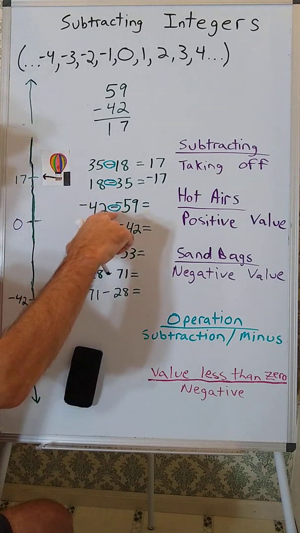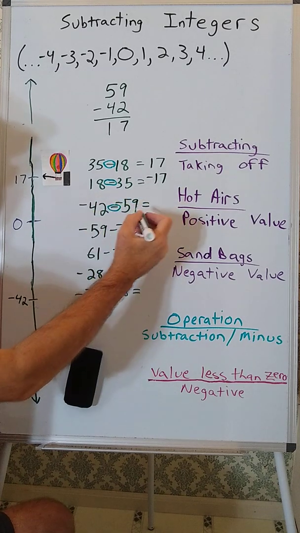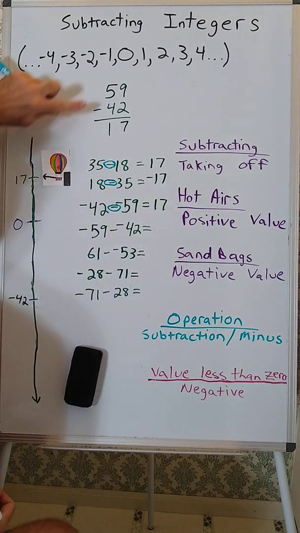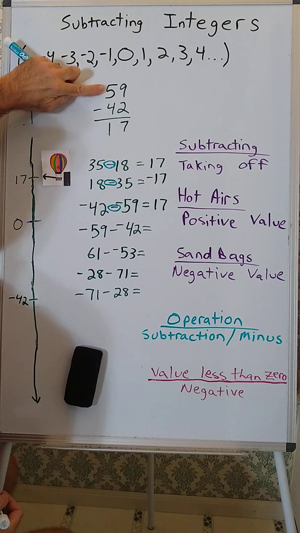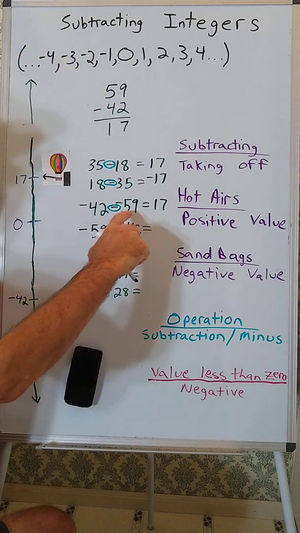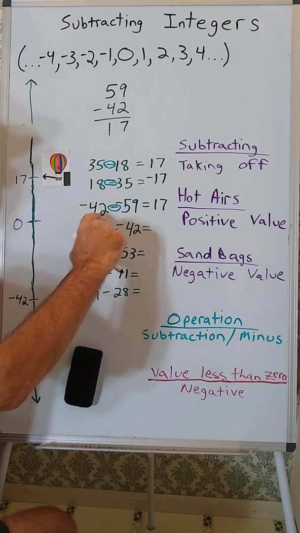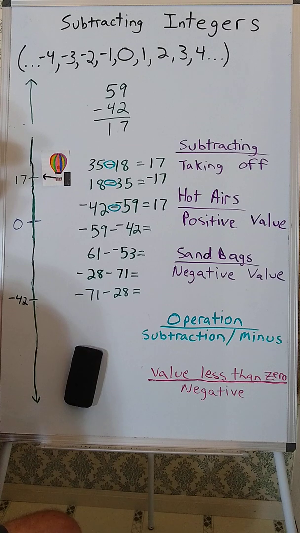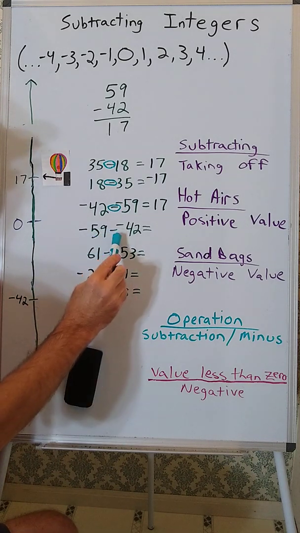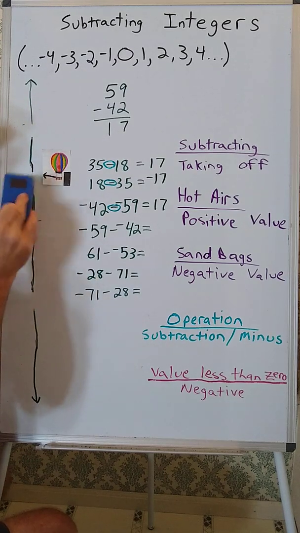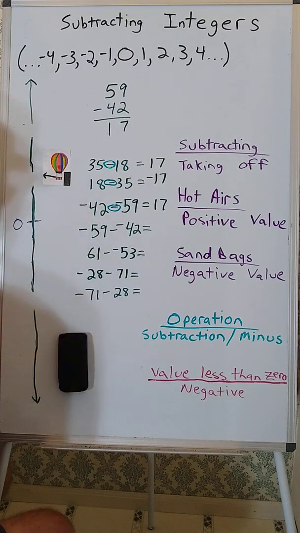So negative 42 minus negative 59 is 17. Notice we put the number further from 0 on top when we're subtracting, even though negative 59 is less than negative 42. All right, next one. Negative 59 minus negative 42. We're using the same two numbers. Let's see what happens in this case.